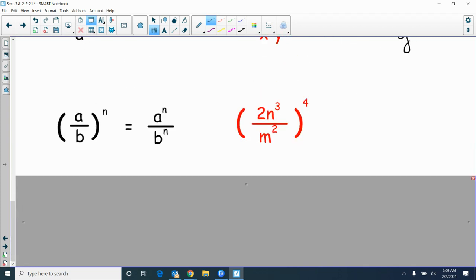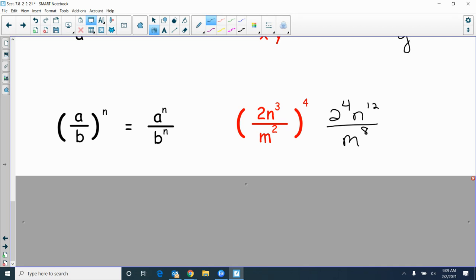If you have a fraction to a power, both the numerator and denominator get the power. Now, (2n cubed) over m squared, all to the 4th. This becomes 2 to the 4th power, 3 times 4 gives you n to the 12th, m to the 8th. Here's one thing: any constant to a power, figure out what it is. Do not leave 2 to the 4th in your answer. You cannot do that. You always have to take the constant to the power.